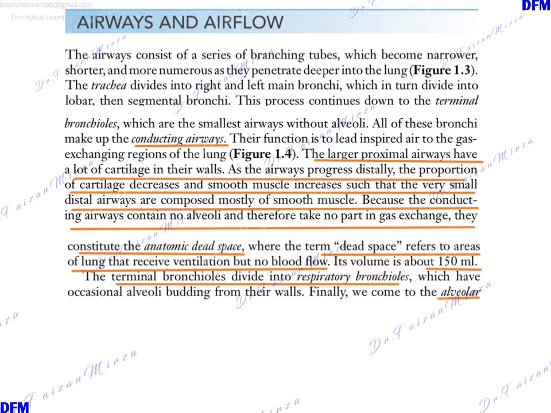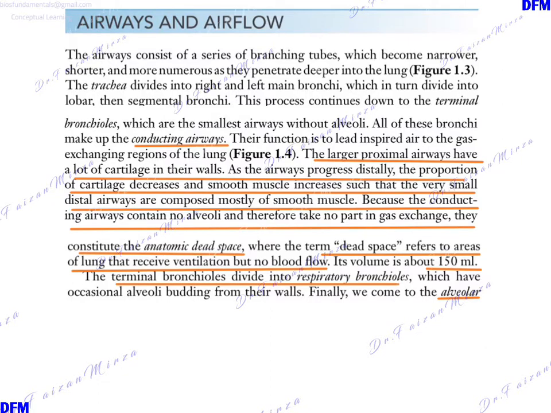So these conducting airways, which mainly are the proximal airways, have a lot of cartilage in the walls, and as the airways progress along the respiratory tree, we see that the cartilage thickness keeps decreasing and smooth muscle thickness increases. As we go further, most of the airways are composed mainly of smooth muscle and cartilage is absent altogether, and eventually the alveoli will be reached where exchange can occur.